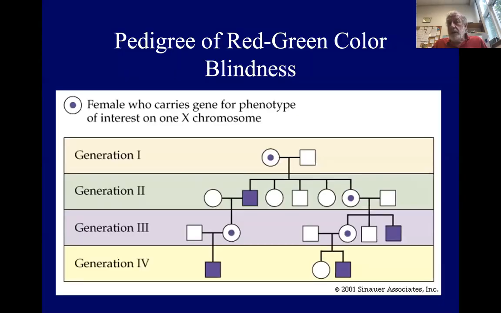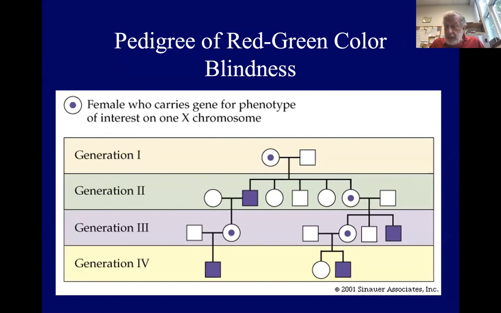So here's a pedigree of red-green color blindness, which I suffer from. And it's fairly common in males. So generation 1, mom's carrier, dad's normal. They have an affected son, followed by 3 normal kids, and then a carrier daughter. And then the carrier daughter has a carrier daughter and an affected son.